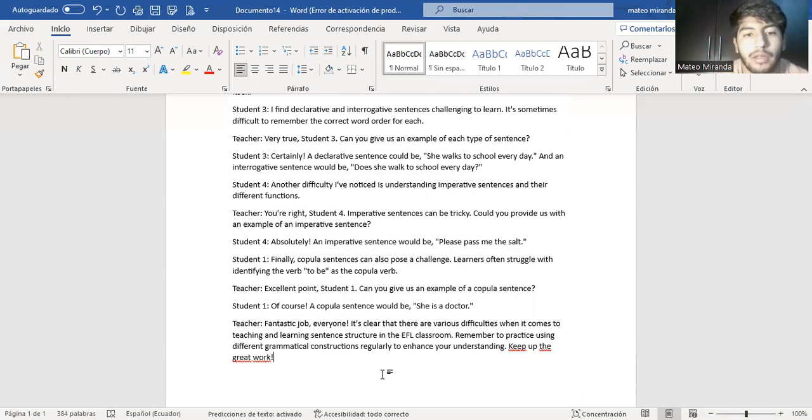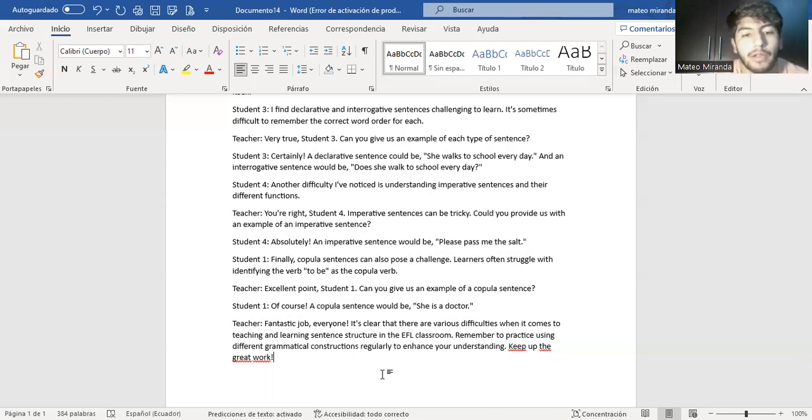Student three, can you give us an example of each type of sentence? Student three: Certainly. A declarative sentence could be "She walks to school every day." An interrogative sentence would be "Does she walk to school every day?" Student four: Another difficulty I notice is understanding imperative sentences and their different functions. Teacher: You're right, student four. Imperative sentences can be tricky. Could you provide us with an example of an imperative sentence? Student four: Absolutely. An imperative sentence would be "Please pass me the salt."